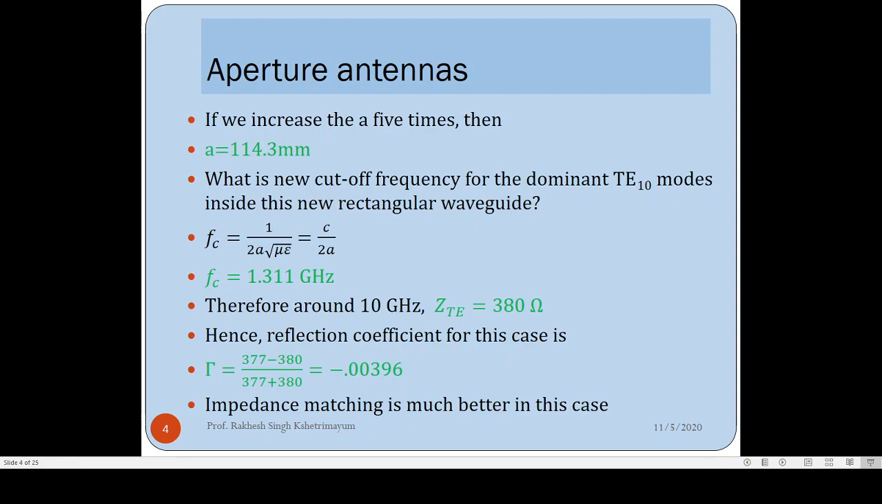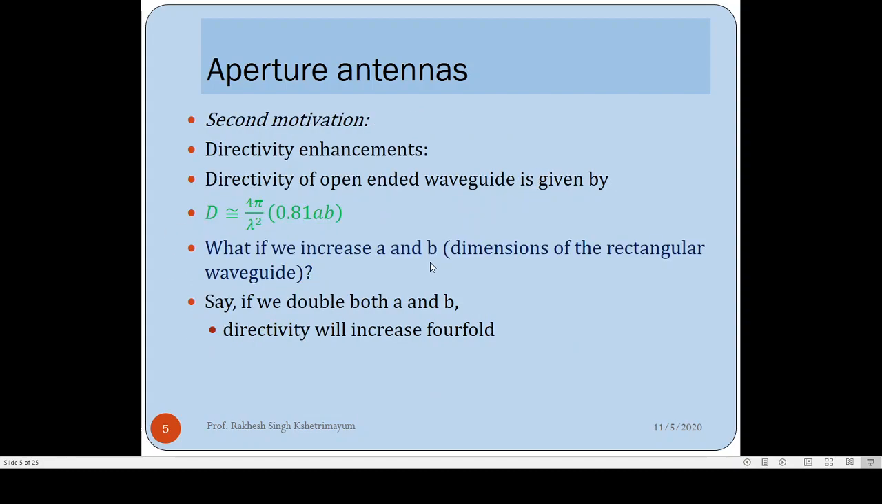So this is the first motivation. When I flare out the waveguide and make the aperture of the open-ended waveguide larger and larger, what I'm seeing is that impedance matching is becoming proper and proper. We have taken one particular case, increasing the A of the X-band waveguide, which is one of the standard waveguides, 5 times. What I'm observing is that there's no reflection. So this is the first motivation for making the horn antenna from the open-ended waveguide. What is the second motivation?